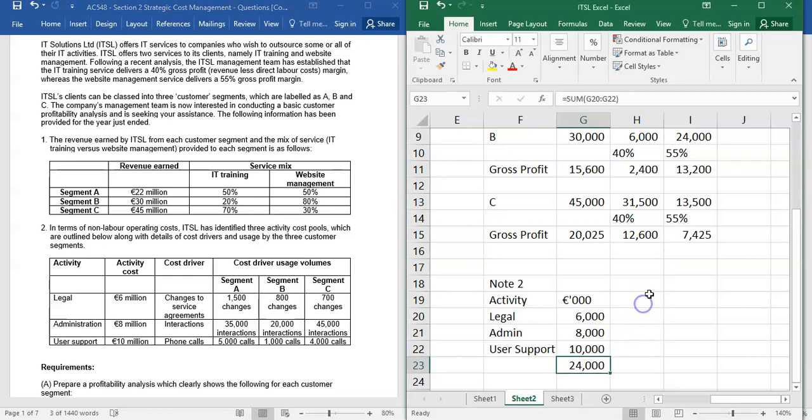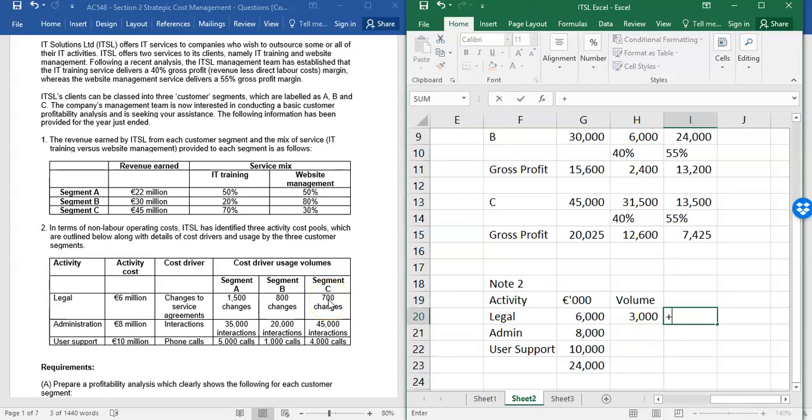And each one then will have a driver, and you're told the driver. Legal is driven by the changes in service agreements, on the assumption that the more changes, the more legal costs you have. Admin is driven on interactions, and user support is driven on the number of phone calls. So we get the volume of each relevant driver. The volume here will be 3,000 changes. That's 1,500 plus 800 plus 700.